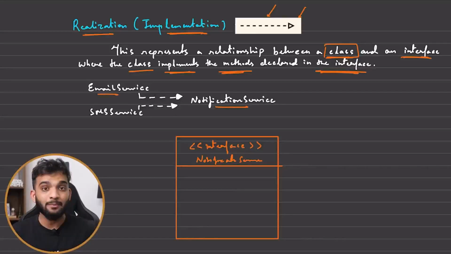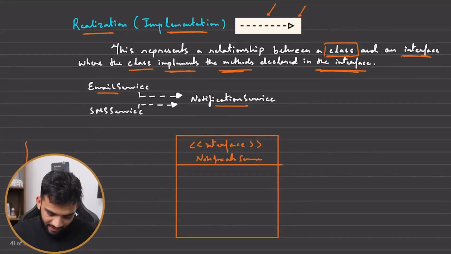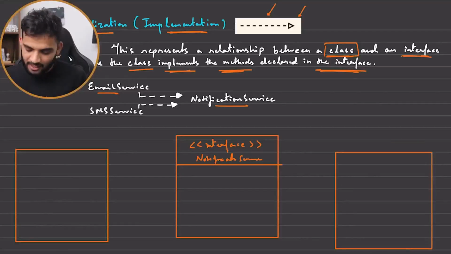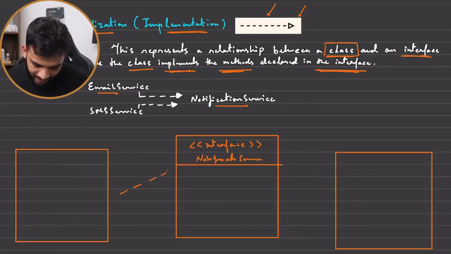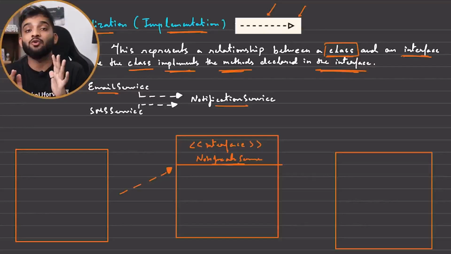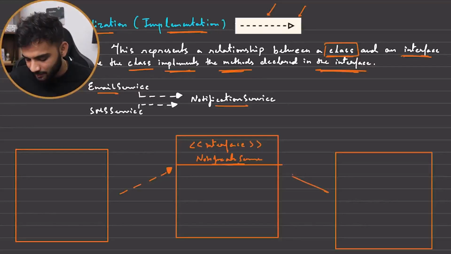And imagine you have an email service. So the email service would be standalone here, and then there would be an SMS service as a class in the diagram. And what you will do is draw dotted lines, stating that you are implementing everything that NotificationService is telling you to implement. Similarly over here as well.